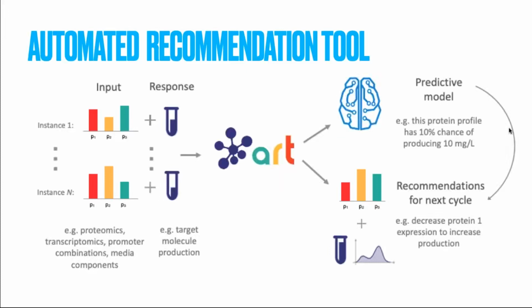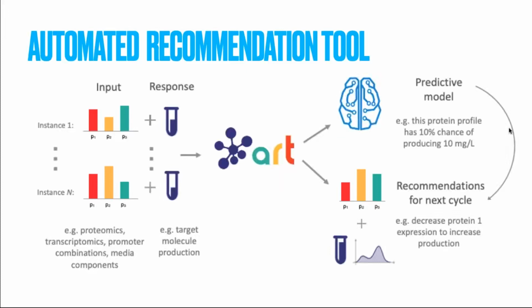Proteomics, so that's about protein. Transcriptomics, which is about the transcription of DNA into RNA. Promoter combinations, media components, you name it. And each of those has an associated response. You feed all of that into ART. And remember, you're not going to get flukes because you're trying this many, many times at once, right?